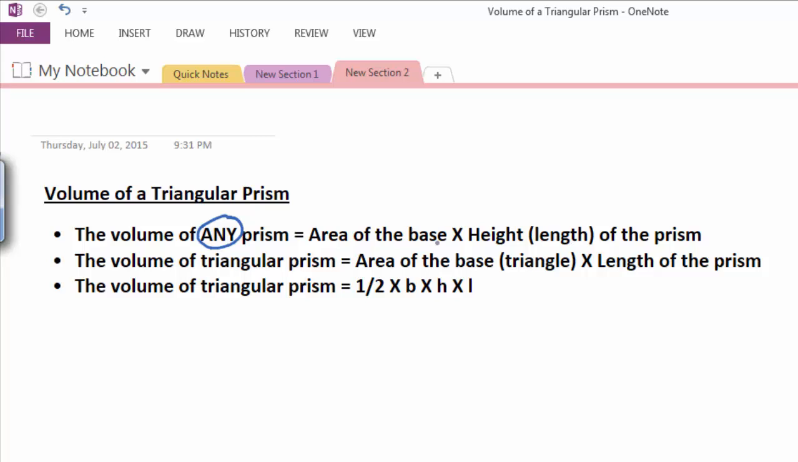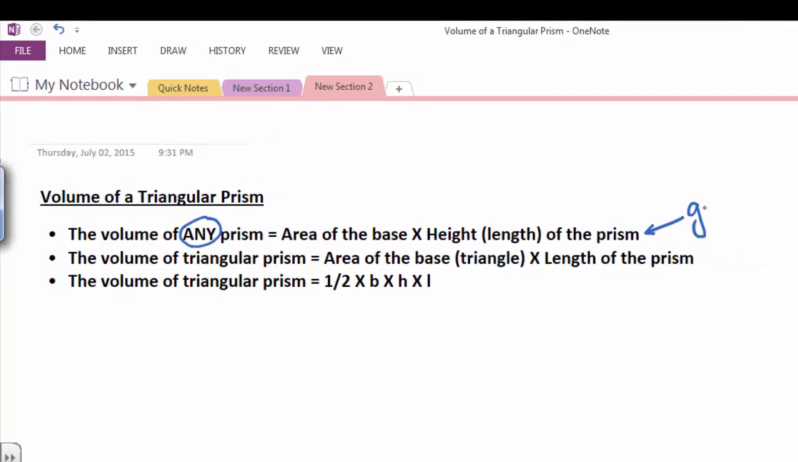And even this works for the cylinder. The cylinder is the same as a prism, with the difference that the base is a circle. So if I find the area of the circle, which is the base, times the height of the cylinder, or the prism in this case, we will get the volume. So this formula works with anything. That's why I like to call it the general formula. The specific formula for the triangular prism, we're going to say the area of the base, in this case the triangle, times the length of the prism. And again, the length or the height, they are the same.